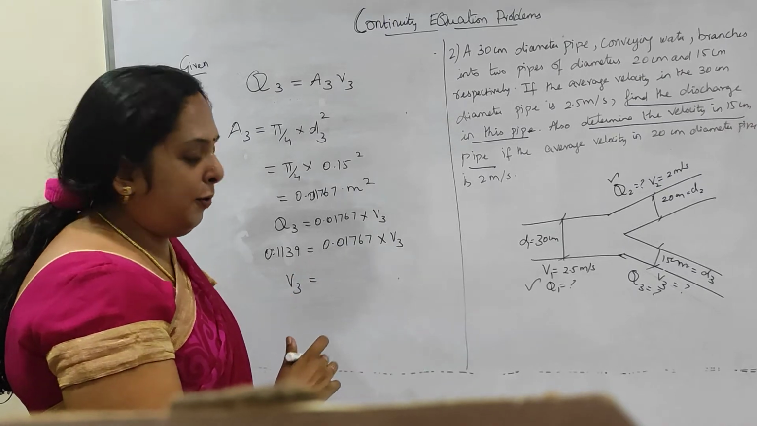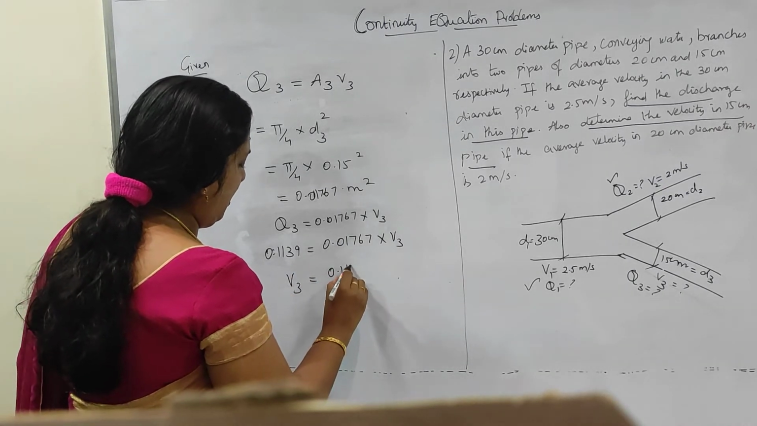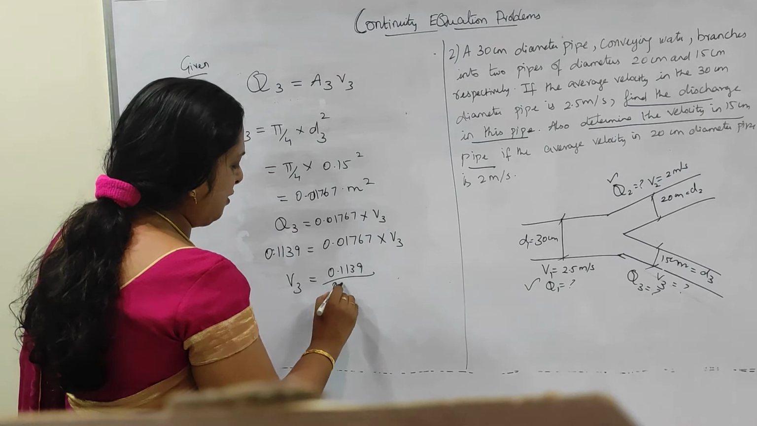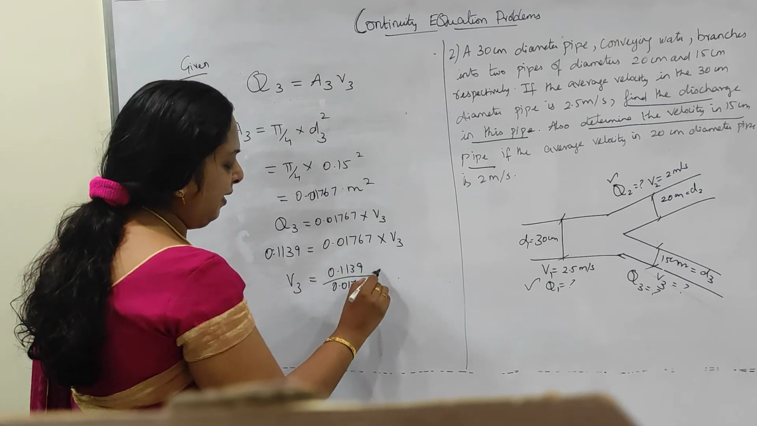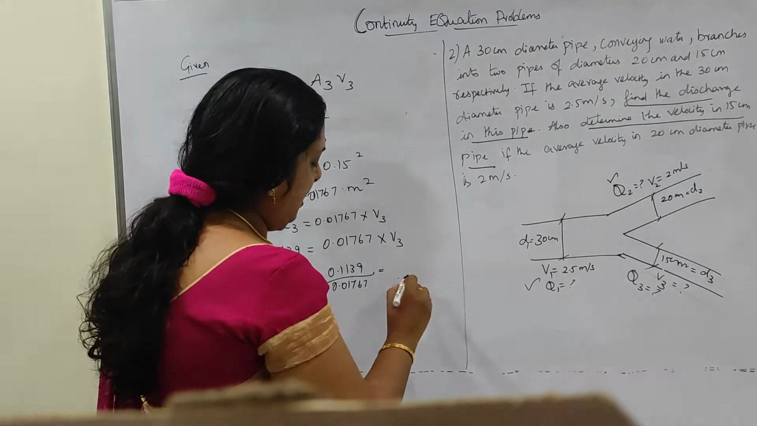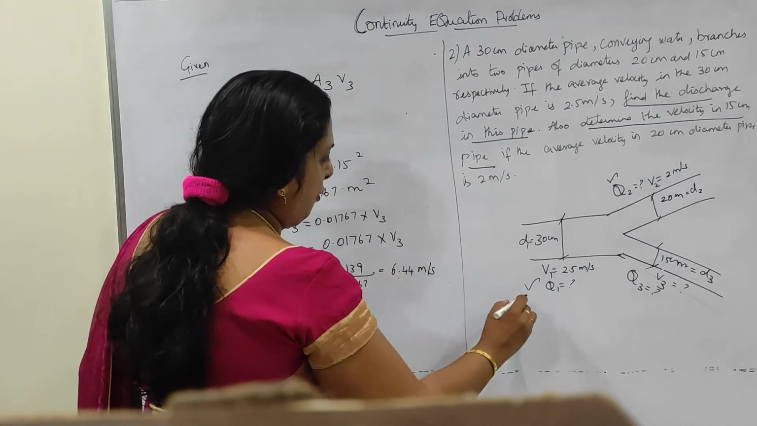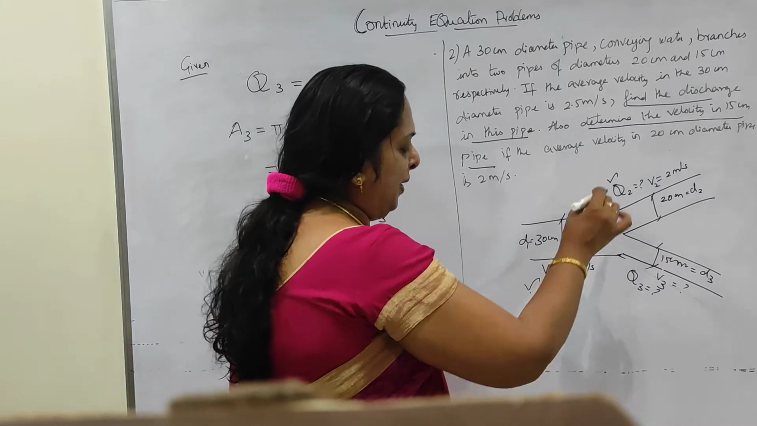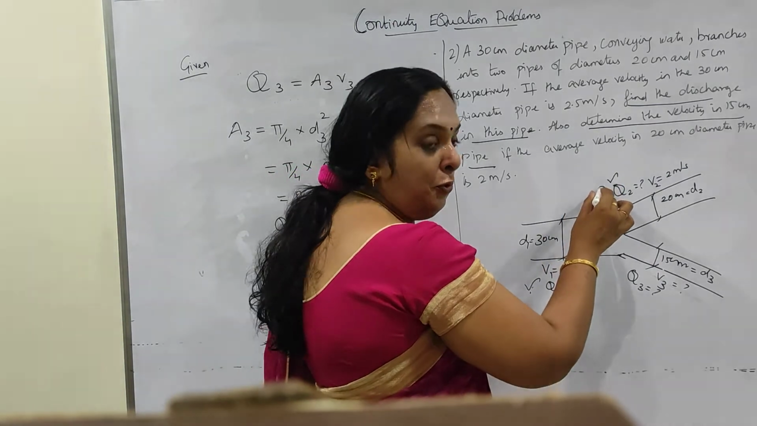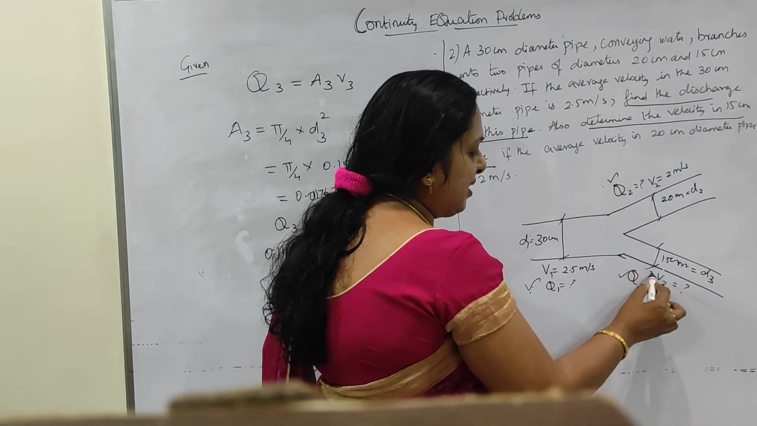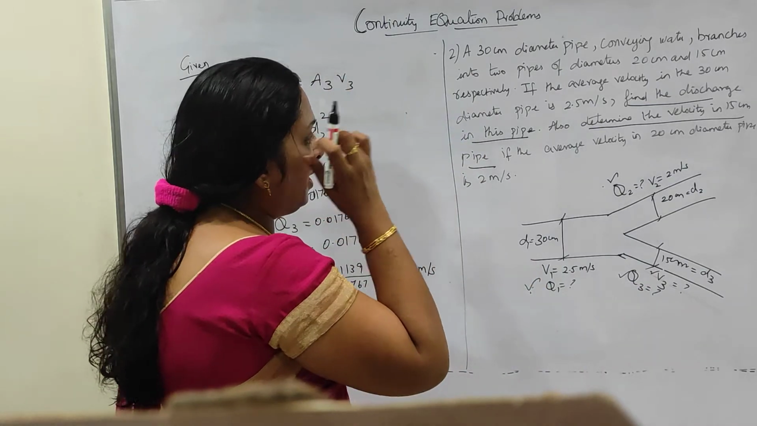So what is the velocity at the section? V3 is equal to 0.1139 by 0.01767. The value I am getting is 6.44 meter per second. So I have found out the value of Q1, Q2, and Q3 as well as V3. That is what they asked you to find out.